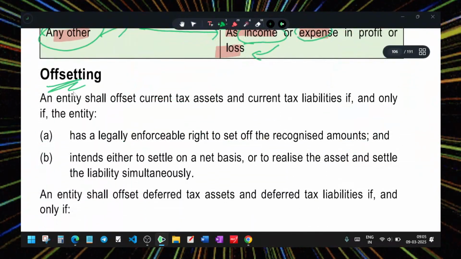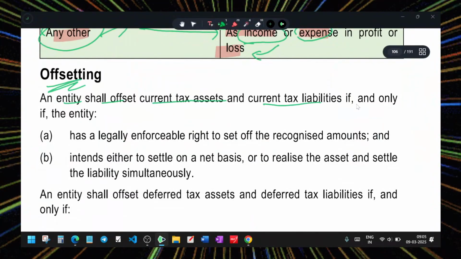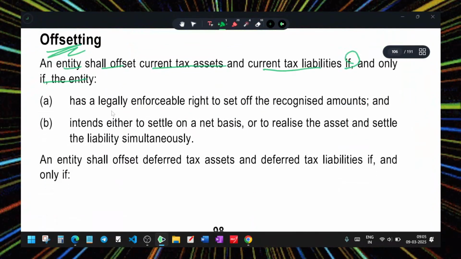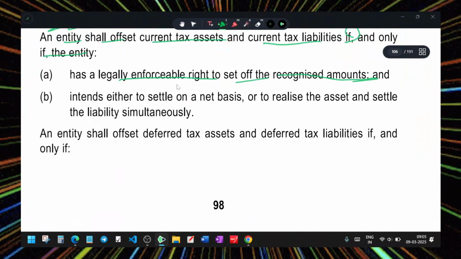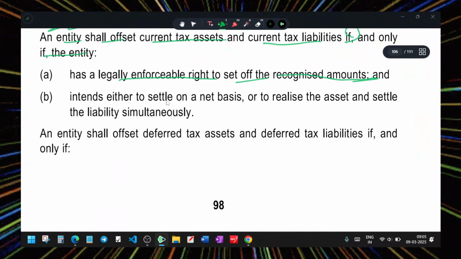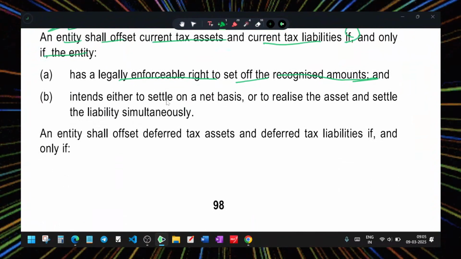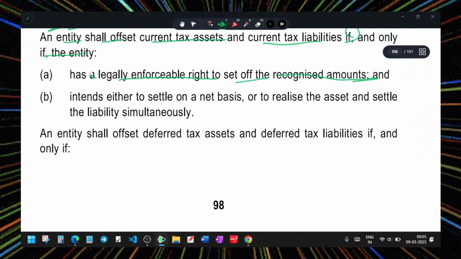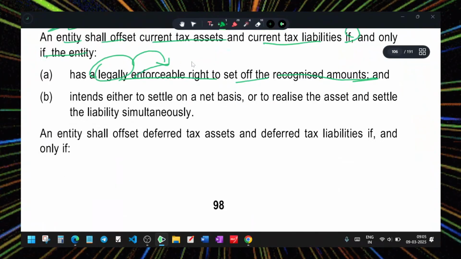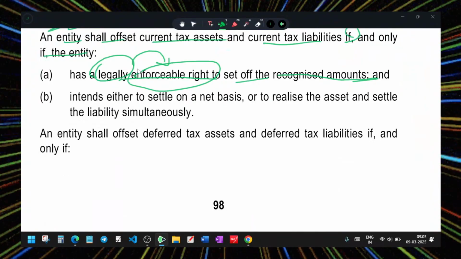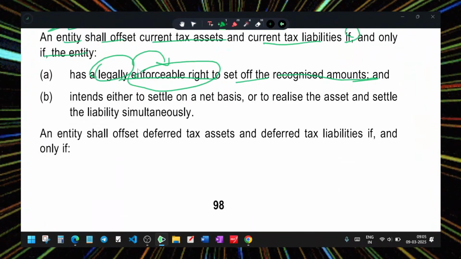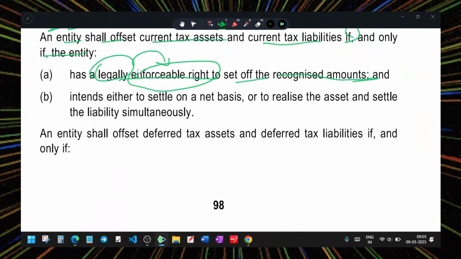Offsetting. The entity shall offset current tax asset and current tax liability if and only if the entity has a legally enforceable right to set off the recognized amounts. The amount is there, you need to set off. When can you set off? There should be a legally enforceable right. What is that? The government says you can do it. If they have given it in the provision, you can do it. If the government has said no, you should not do it.